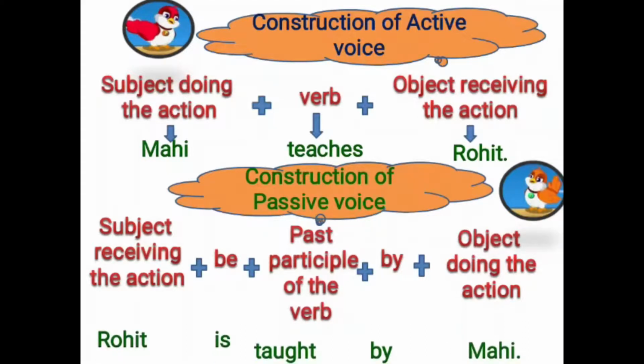So first we change the places of Mahi and Rohit. That means subject changes to object and object changes to subject. Then we use the past participle of the verb along with the double verb, that is, along with the be form. Okay, so "is taught" is the double verb followed by the preposition "by" and followed by the object, which was the subject in the active voice. So here Rohit is the subject receiving the action, "is" is the be form, "taught" is the V3 form, by, and the object doing the action is Mahi.